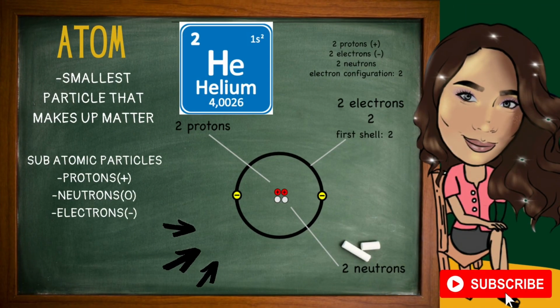We have an example here of an element, which is helium. As you can see, it is also made up of atoms, and we can see the different subatomic particles of helium that consist of 2 electrons, 2 protons, and 2 neutrons.